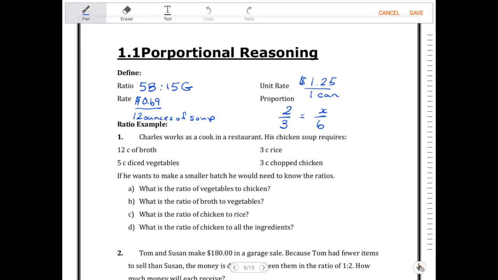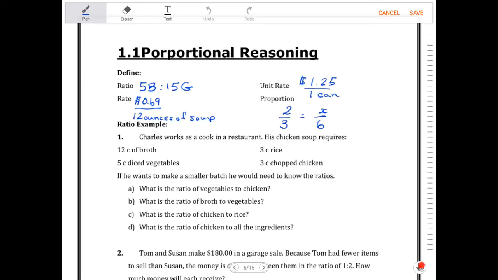A ratio. What's a ratio? That's like saying you're in a classroom and let's say you want to compare the number of boys to girls. Well, you would put 5 boys, colon, 15 girls. That's a ratio, like 3 to 4, 5 to 15. So usually that colon you read as the word "to." So you'd be 5 boys to 15 girls.